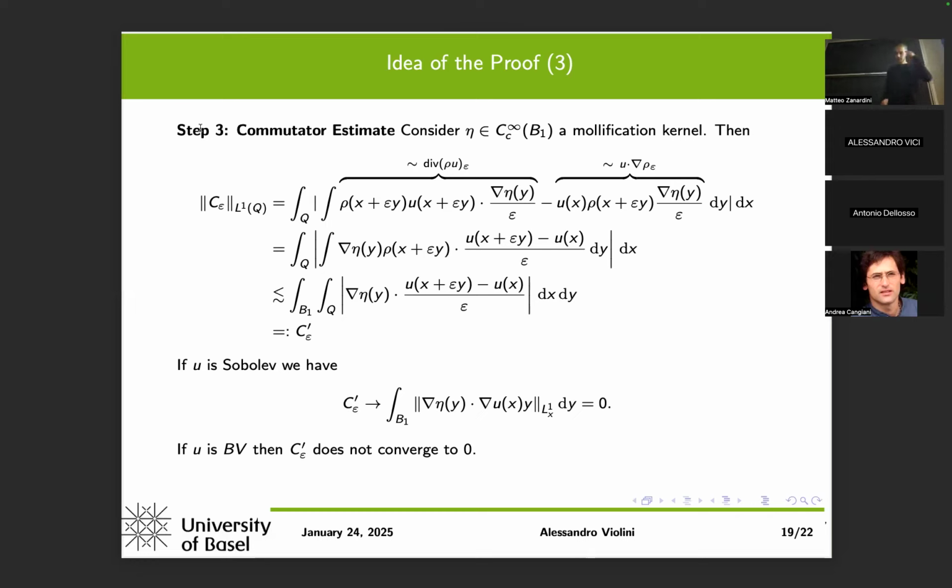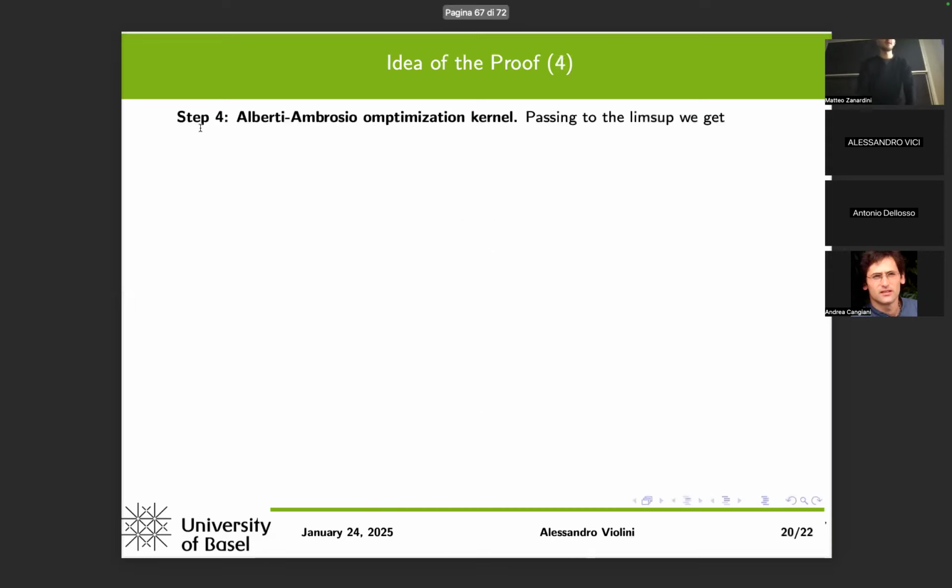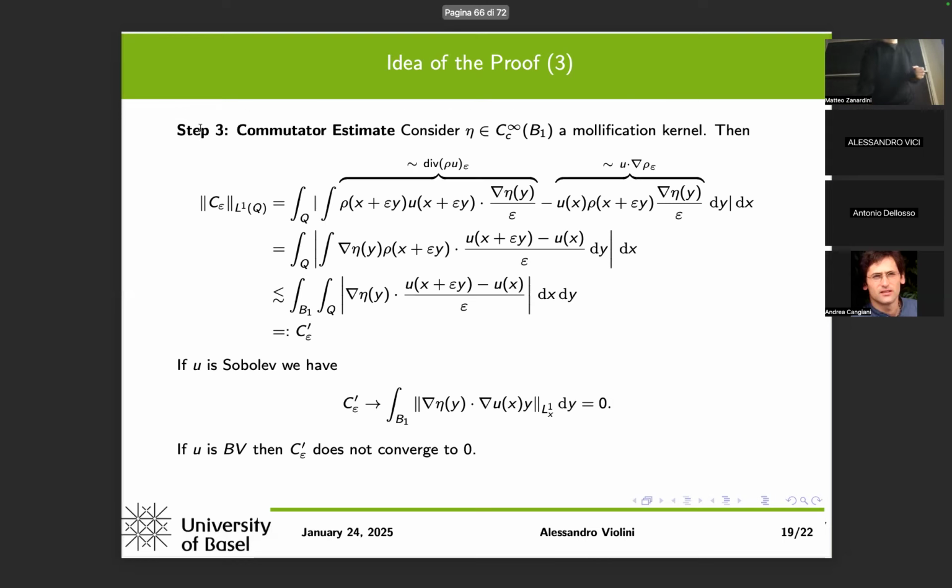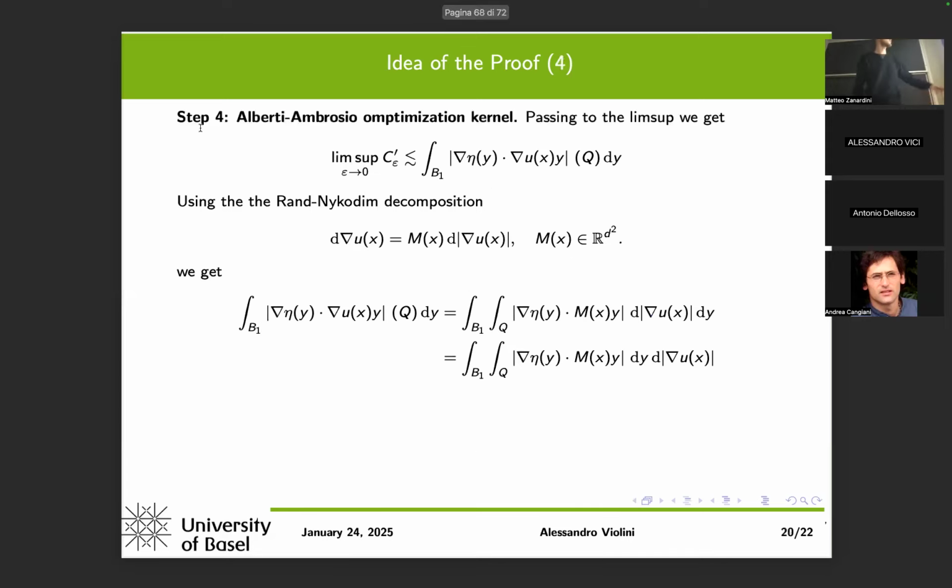But fortunately, there was a very important technique by Alberti and Ambrosio called the Alberti-Ambrosio optimization kernel, which is the following. You consider, again, let me go here to this, and you pass to the lim sup in epsilon, and you get something like this. So let's focus on the first one. What is the difference from the Sobolev case? That now I'm just measuring q, because this is a measure, so I cannot really write an integral. I'm not very precise, I'm just skipping some steps, but you get something like this.